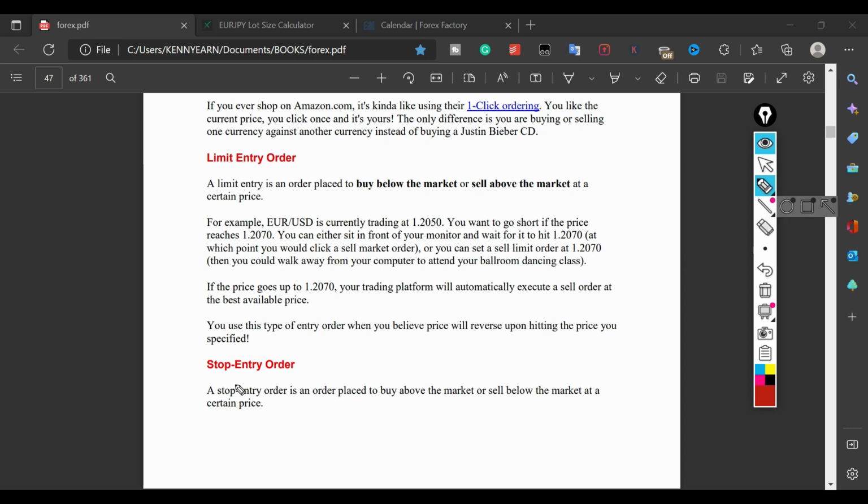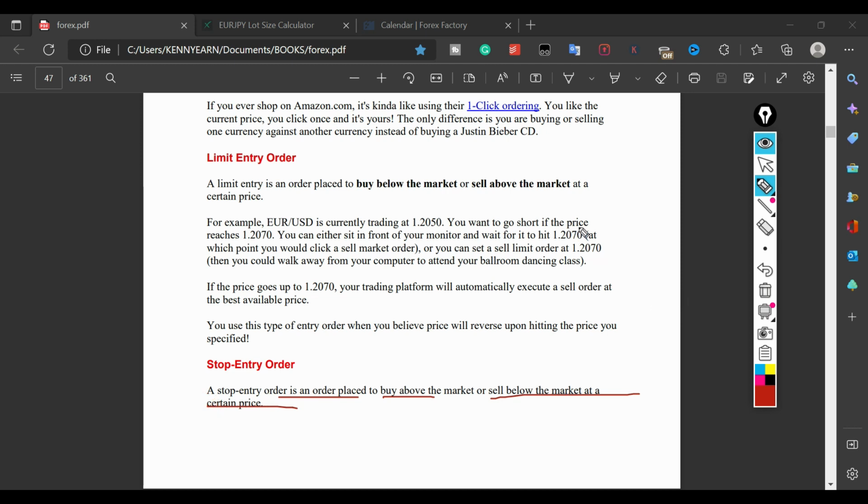The next one is stop entry order. Stop entry order is like the opposite of limit entry order. With this order you buy above the market price and you sell below the market price.